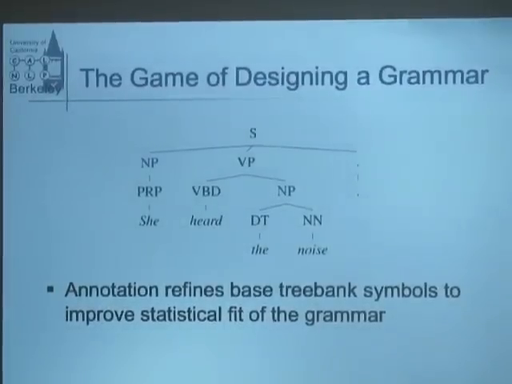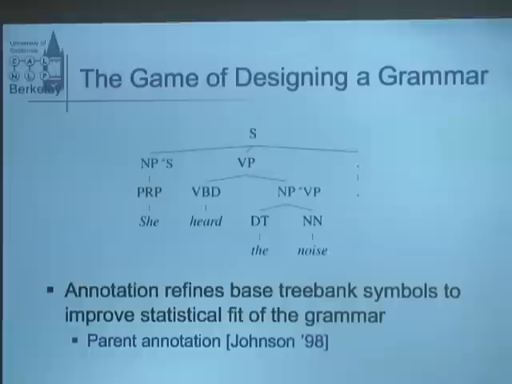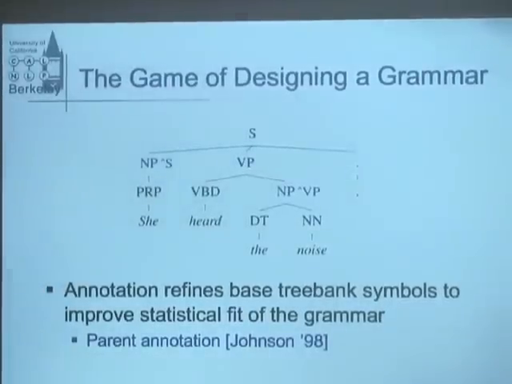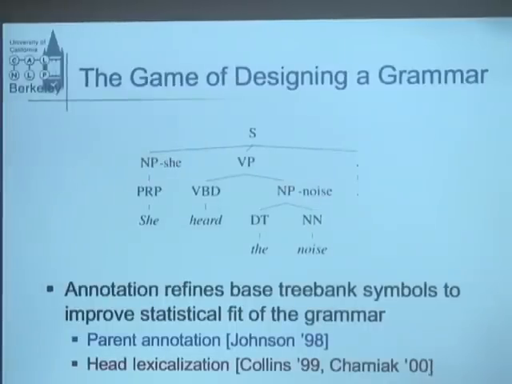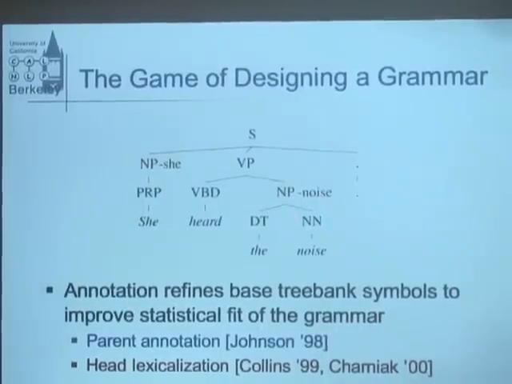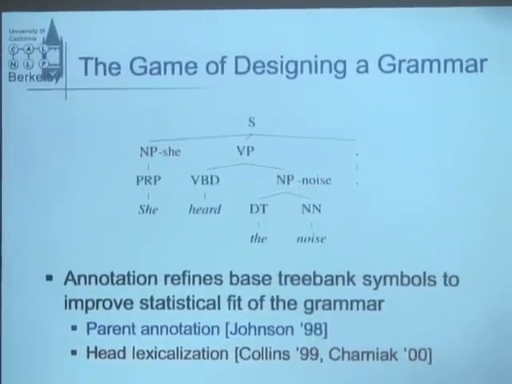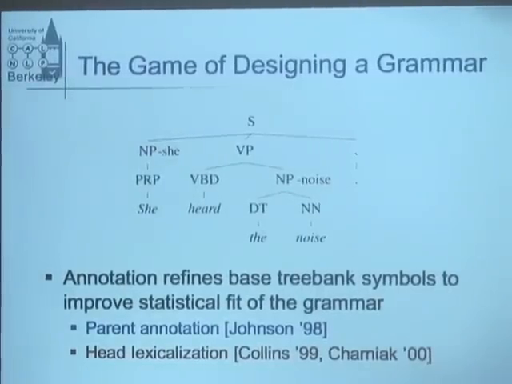And typically this has been done manually, by either doing structural annotation in the form of parent annotation. For example, if you know that the parent of this noun phrase is the sentence symbol, then it's very likely that this is going to be the subject noun phrase. And if the noun phrase is under a verb phrase, then it's probably an object. Another way of capturing this is by lexicalizing the grammar, where you propagate information from the bottom up in the form of head words. This causes the grammar size to get much bigger, and you need sophisticated smoothing techniques to deal with sparsity.